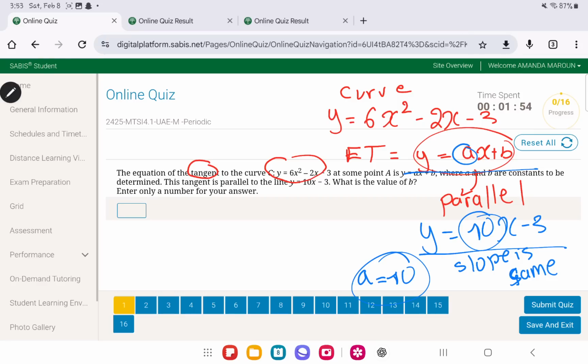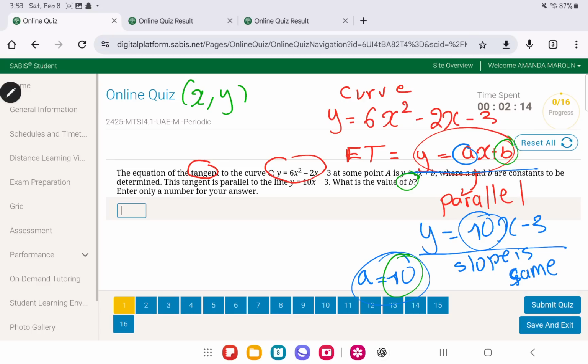Now the next step is that we need to find some points, because they need us to find the value of b. We found a to be 10. Now we just need to find the value of b. Okay, how can we find b if we are still missing y and x? To find y and x, or x and y, we need to solve some equations.